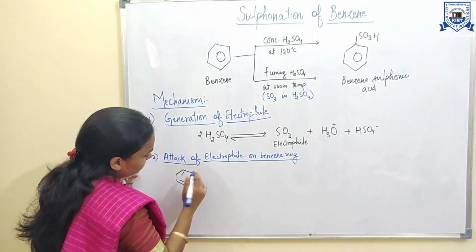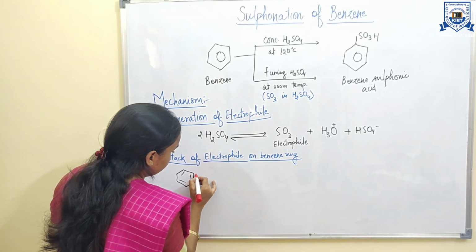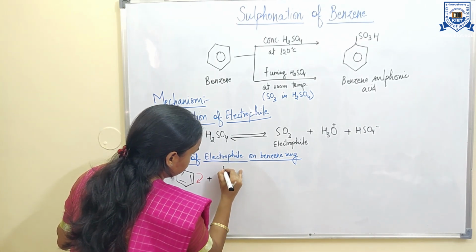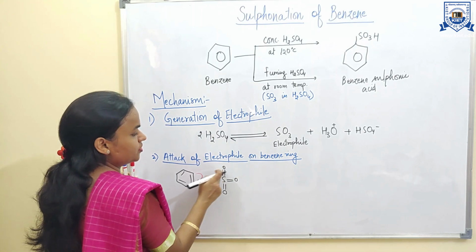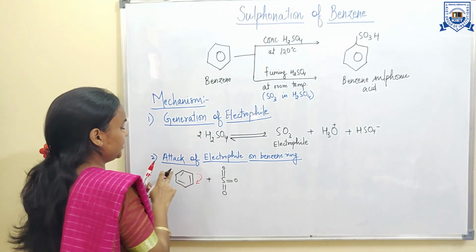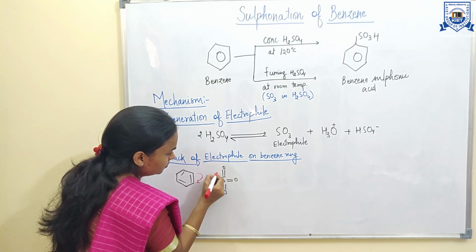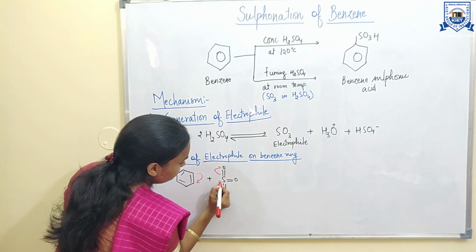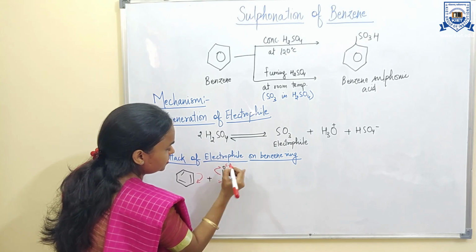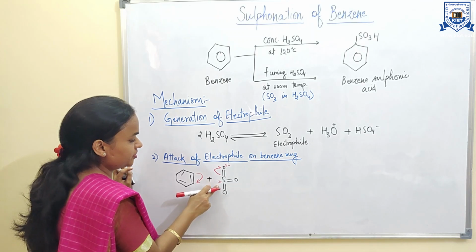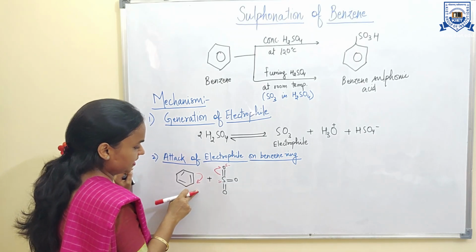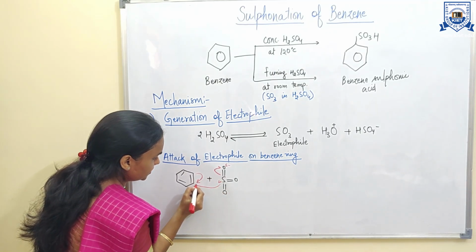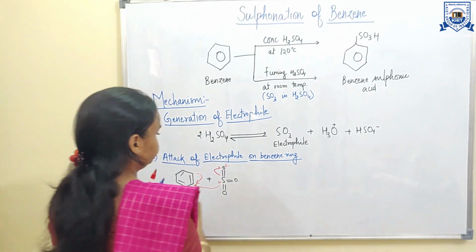Suppose I break this bond in this direction. In sulfur trioxide, oxygen is highly electronegative, so it withdraws electrons from the sulfur through this bond. Electrons will be withdrawn towards the oxygen, so a partial positive charge will develop on the sulfur and a partial negative charge on the oxygen. Now the sulfur is electron deficient, so it will attack the region where the electron density is high. This electron deficient sulfur will attack this carbon of the benzene ring to form an intermediate.